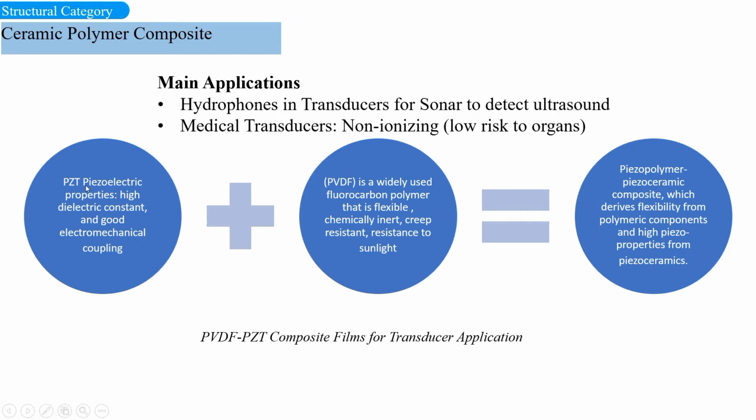For example, we have a PVDF PZT composite film for transducer application. PZT piezoelectric has a high dielectric constant and good electromechanical coupling. If you were to composite that with PVDF, and PVDF has flexibility, is a polymer, chemically inert, creep resistant, and resistant to sunlight, you will eventually get a piezo polymer piezo ceramic composite, which has flexibility from PVDF and high piezoelectric properties from PZT. So that is what a ceramic polymer composite does.